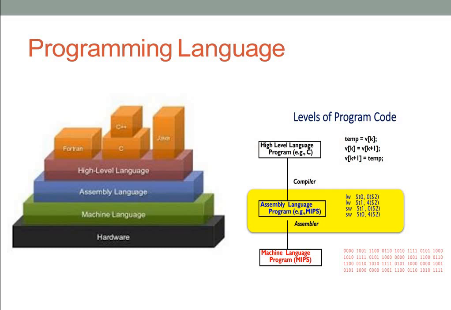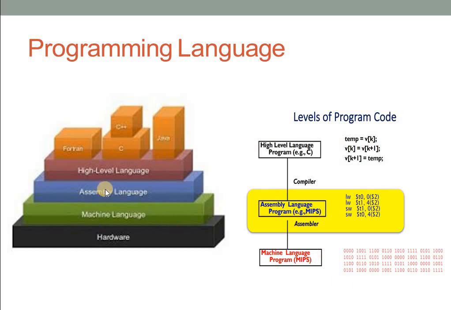In this particular slide, you can see programming languages like Fortran, C, C++, Java, etc. That comes actually in the top level, that is high level languages. That means the language that we are writing in our own language, that is a universal language, English. After that, this will get converted into assembly language.